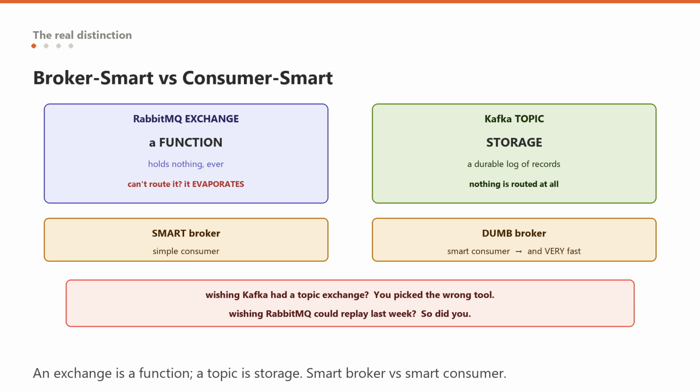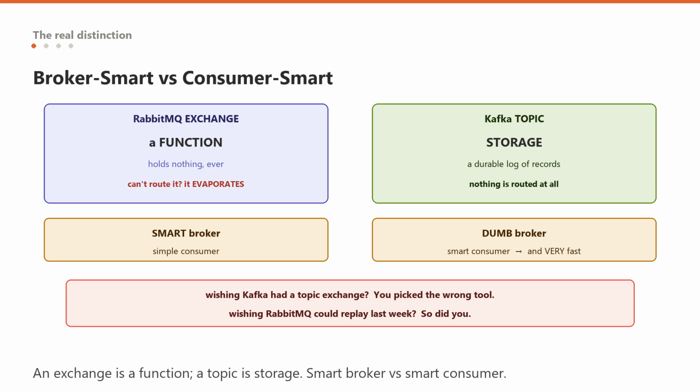So who is smart? In RabbitMQ, the broker is smart and the consumer is simple. The exchange evaluates bindings and decides who gets what, and the consumer just takes whatever arrives in its queue. In Kafka, the broker is deliberately dumb and the consumer is smart. The broker appends to a log and does no routing at all, and the consumer decides what to read and where to start. Neither is better. They are different philosophies, and the trade is clear.